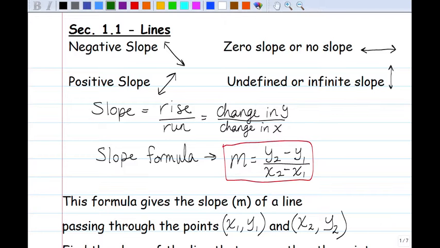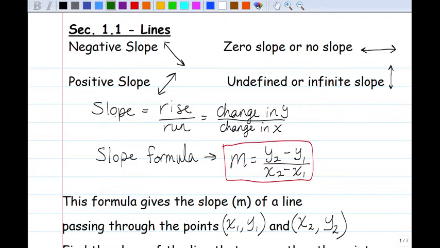Alright, so the first important thing to know about lines is the slope. You can have a negative slope, which means your line is going down as it goes from left to right, or a positive slope, which means your line is going up as it goes from left to right, or a zero slope, which means you're not going up or down. It's a horizontal or constant line. Or if you have an undefined or infinite slope, that gives us a vertical line.